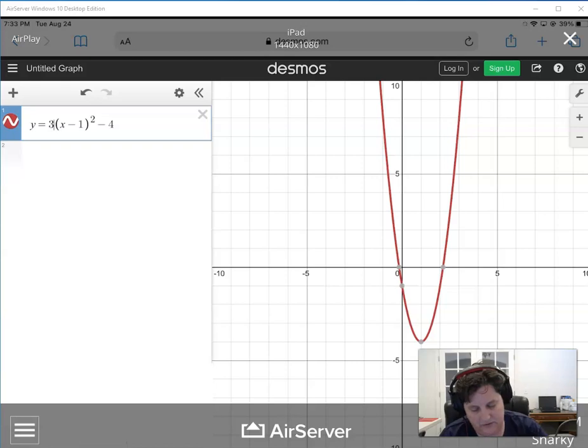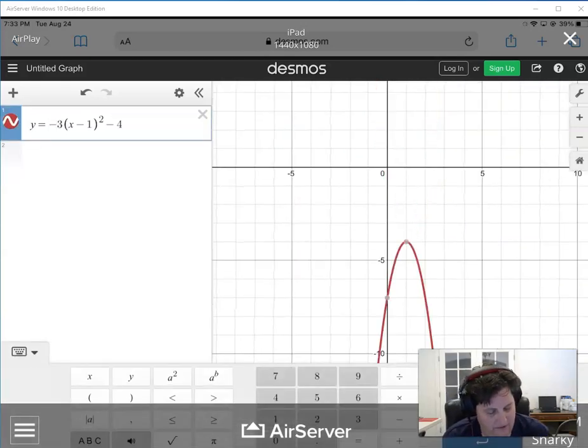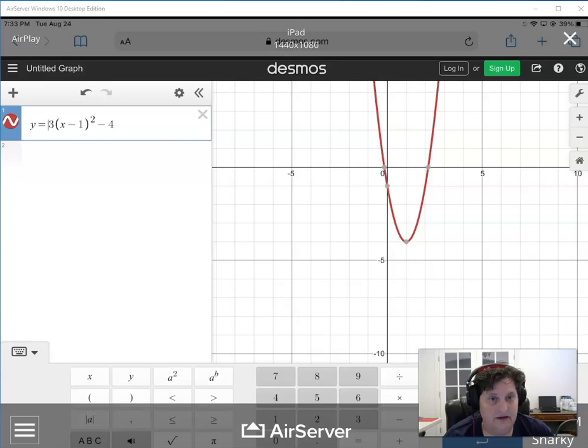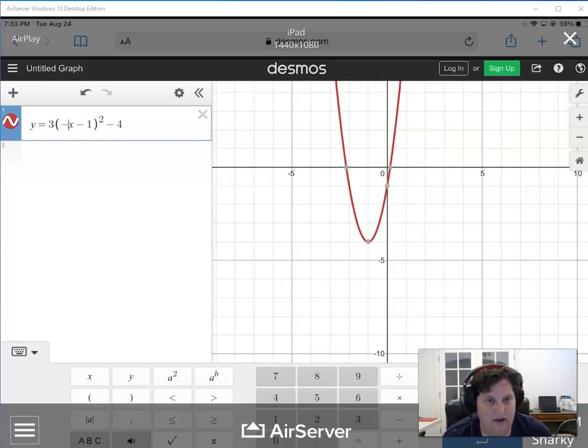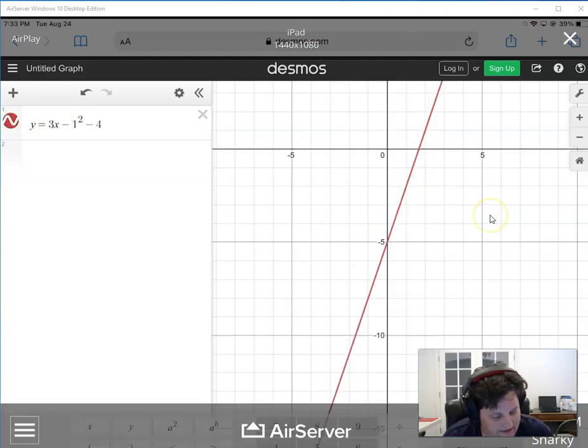Now look at what happens when I put a negative in front of my parabola. Ooh, flips it upside down. You guys see that? So a negative in the front is going to flip this upside down. Now, when I put a negative on the inside, look at what happens. Flips it left to right. I just put lots of negatives, make it go back and forth there. Alrighty, so that's how that's going to work.